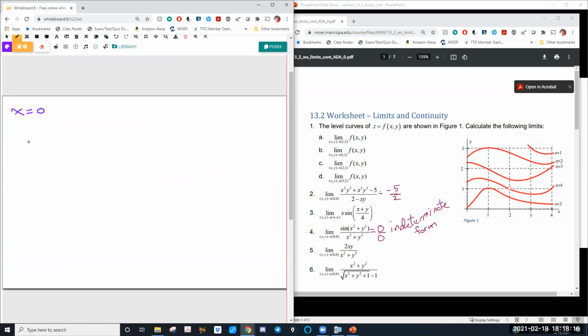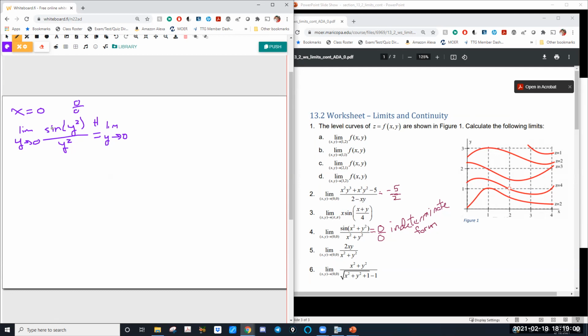For instance, we look along the path x equals 0. It's kind of like when we're looking at the plots and looking at cross sections. So if x equals 0, this thing simplifies down to the limit as y approaches 0 of sine of y squared over y squared. This again is a 0 over 0. Now we can apply L'Hopital's rule. As a reminder, what L'Hopital's rule does is it allows you to take the derivatives of the numerator and denominator separately and recalculate the limit.